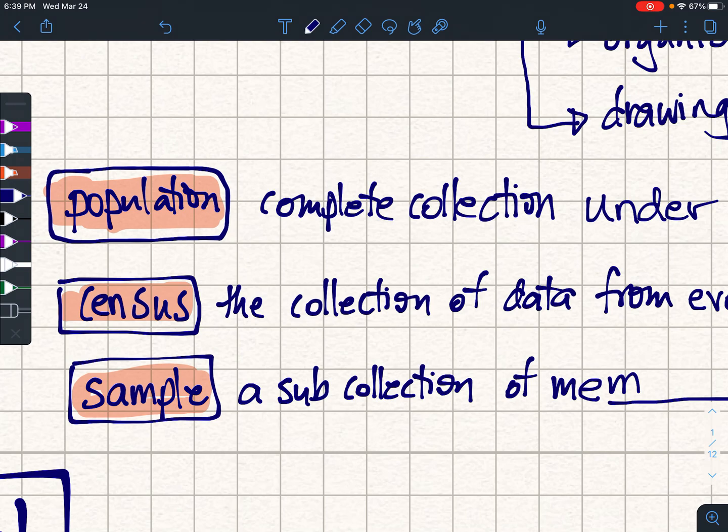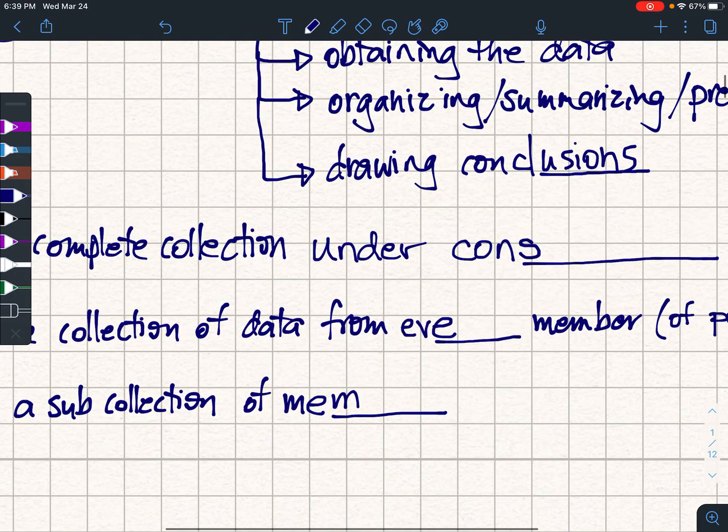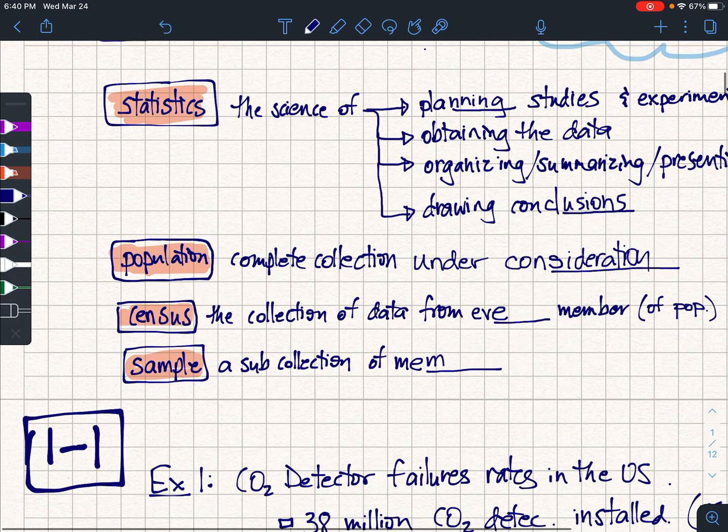Population. A population refers to the complete collection under consideration. And this can be the population of a classroom, this can be the population of the world, right? Or it could be the population of your neighborhood, or some sort of biological items in a petri dish, right?